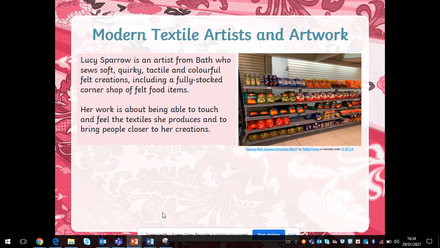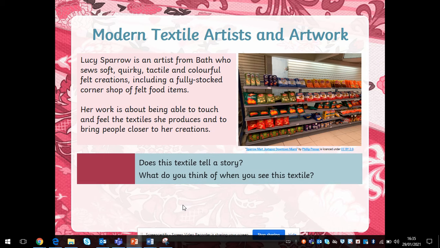So, modern textiles artists and artwork. Lucy Sparrow is an artist from Bath who sews soft, wonky, tactile and colourful felt creations, including a fully stocked corner shop of felt food items. So all these are made out of felt. Her work is about being able to touch and feel the textiles she produces and to bring people closer to her creations. So does this textile tell a story? What do you think of when you see this textile? I can see things I recognise like Walker's Crisps, Pringles, Doritos.